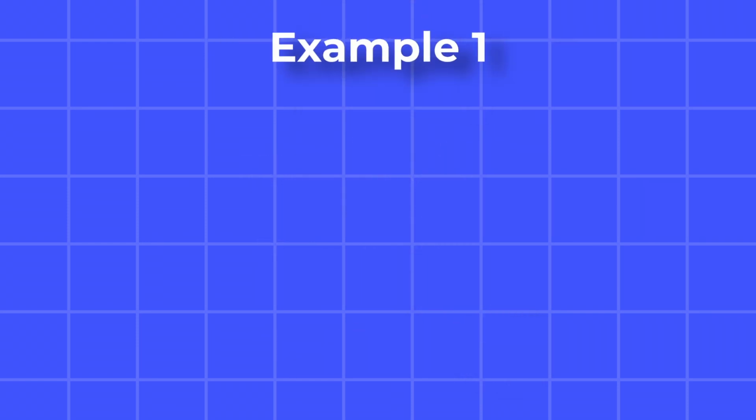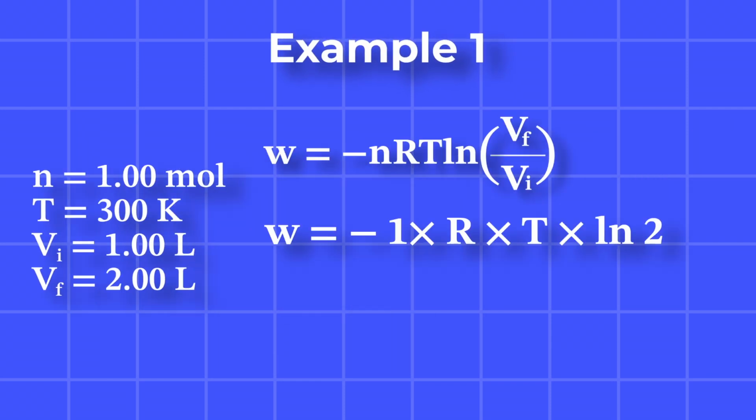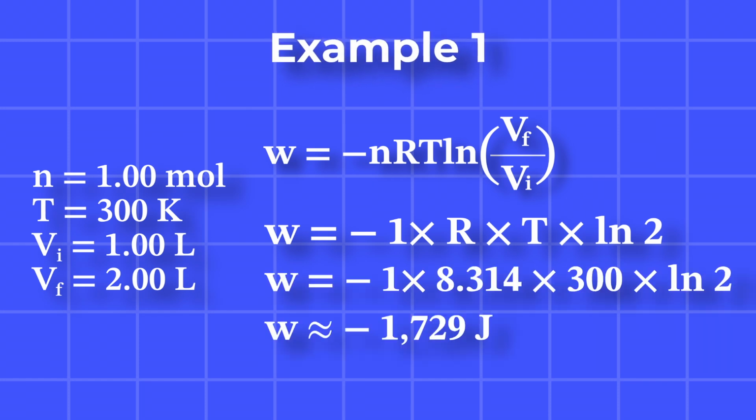Next, apply this to numbers. Example 1. 1 mole at 300 Kelvin expands from 1 liter to 2 liters, reversibly and isothermally. Plug in the numbers. W equals negative 1 times R times T times natural log of 2. That is about negative 1,729 joules. The negative sign tells you the gas did work on the surroundings.